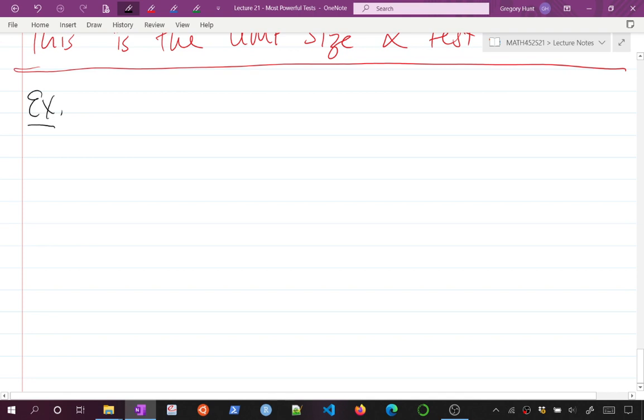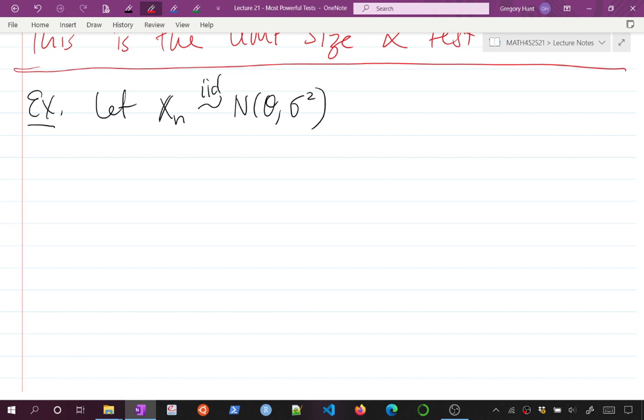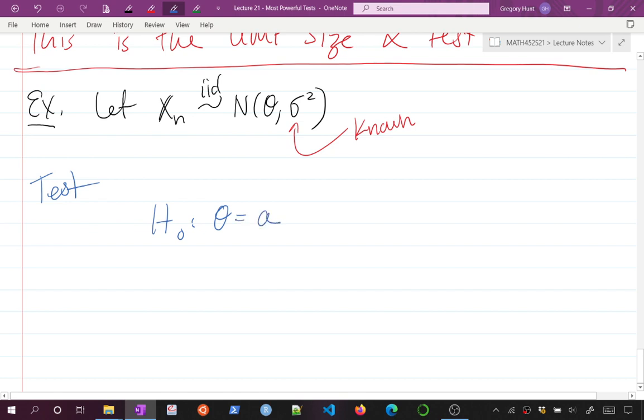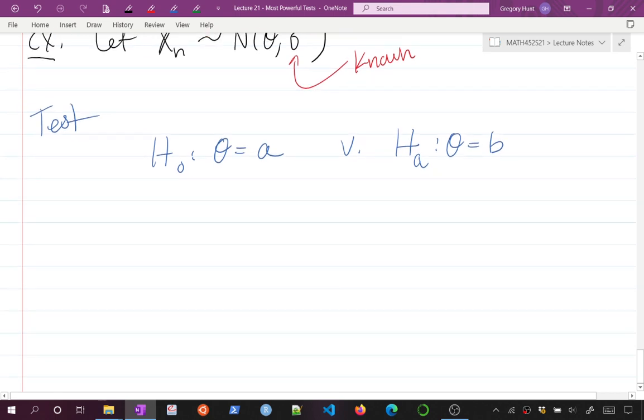Example. So let's go back again to our favorite normal example. Our data comes from a normal distribution with a mean theta that we don't know, but we know the variance, sigma squared. And we're going to consider testing a simple hypothesis, which is theta is some value a, versus the alternative, which is that theta is some other value b. Simple hypothesis.